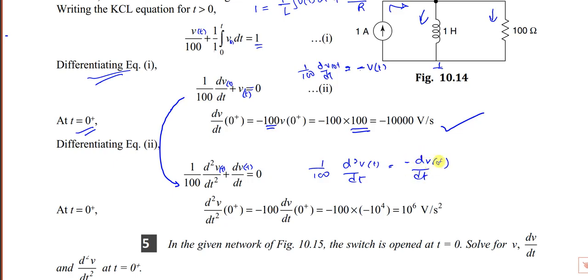If you substitute the dv by dt value, 10,000, and multiply with 100 once again, 10 power 4 with 100, minus into minus becomes plus. 10 power 2 times 10 power 4 is 10 power 6. So it is 10 power 6 volts per second square.